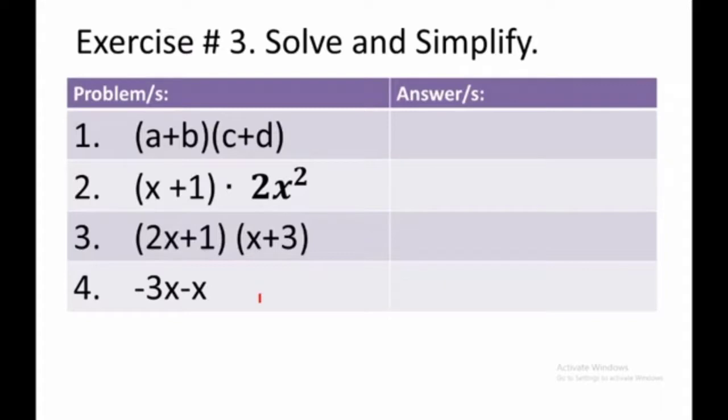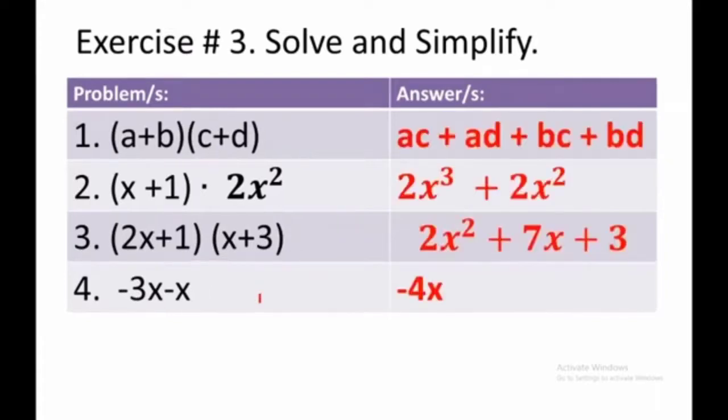Your time is up. Let us check your answers. For number 1, we have the quantity a plus b multiplied by quantity c plus d. Now this is a multiplication of binomials, or the product of binomials. So we can use the FOIL method: the first term, the outer term, the inner term, and the last term.